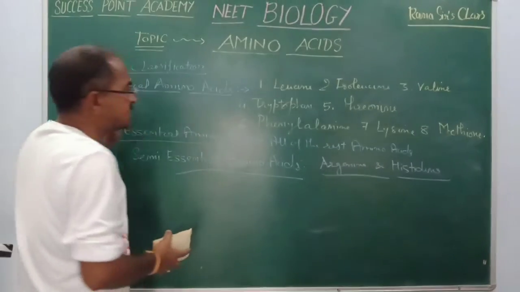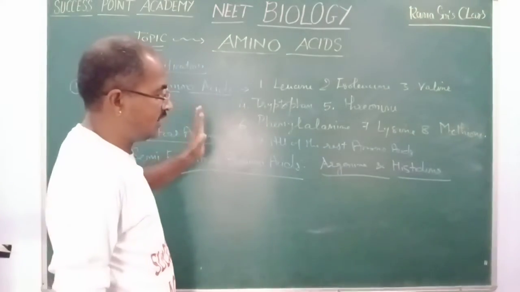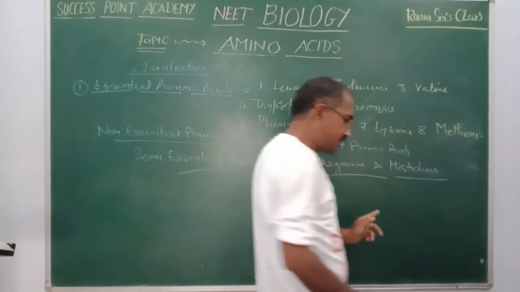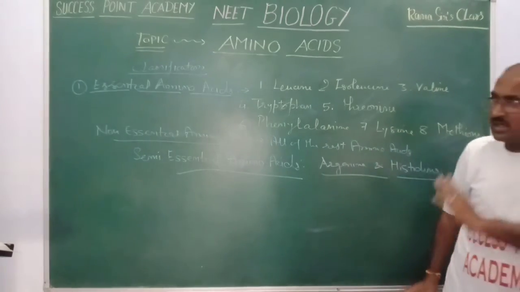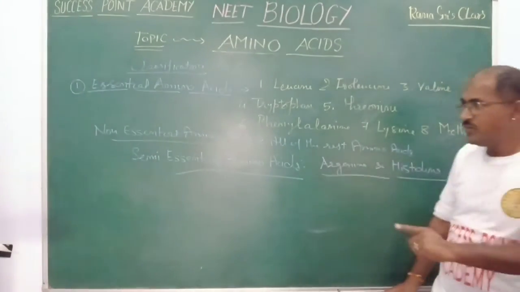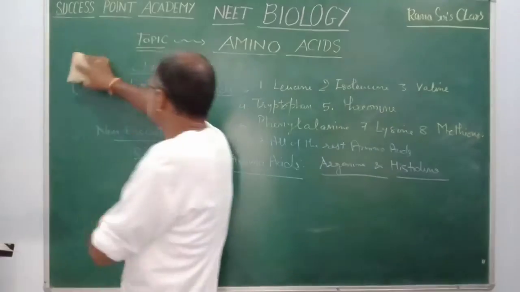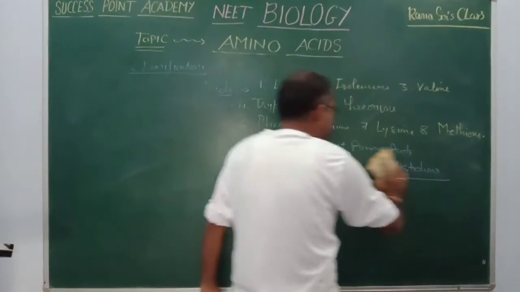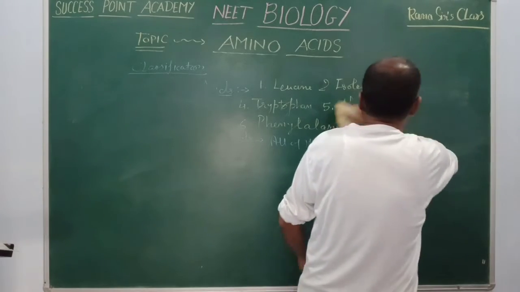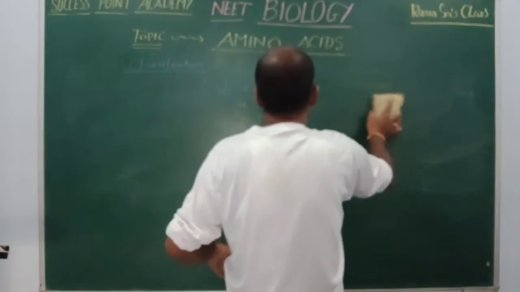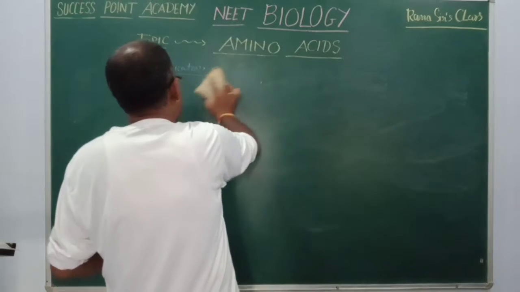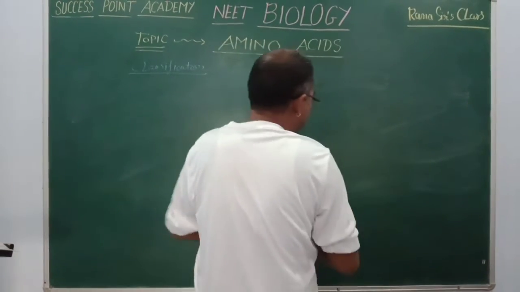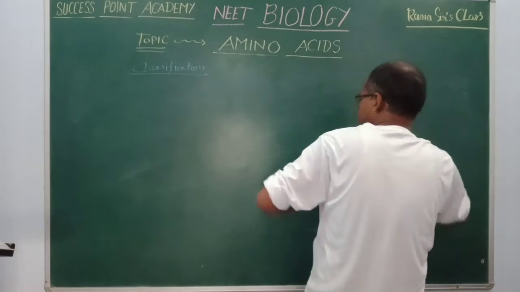Now, this was the general classification of amino acids. You can take that screenshot. This is the general classification. Now we will discuss another type of classification of amino acids, which is based upon their structure and the reaction they show, because the reaction will be according to their structure.